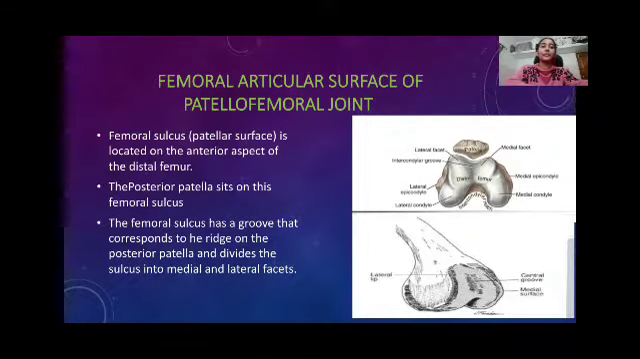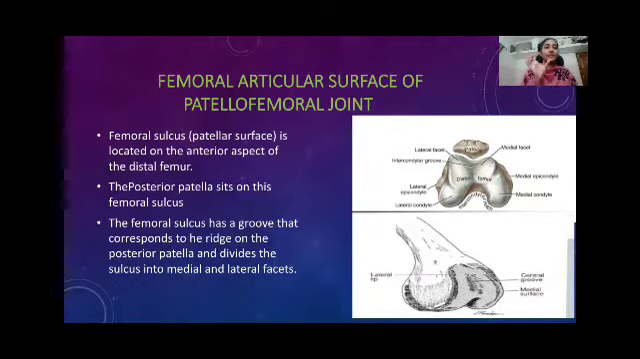Then, moving on to the femoral articular surface of the patellofemoral joint. The femoral sulcus, or the patellar surface, is located on the anterior aspect of the distal femur. This is the distal femur and here is the patellar surface. The posterior patella sits on this femoral sulcus. The femoral sulcus has a groove that corresponds to the ridge on the posterior patella and divides the sulcus into medial and lateral facets.